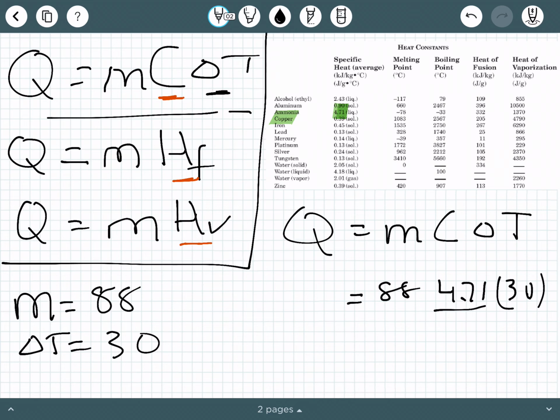Now do the multiplication. 88 times 4.71 times 30. I'll give you a second to do that. 12,434.4. What unit? Joules of energy. Okay. So that's how we're going to do those practice problems.